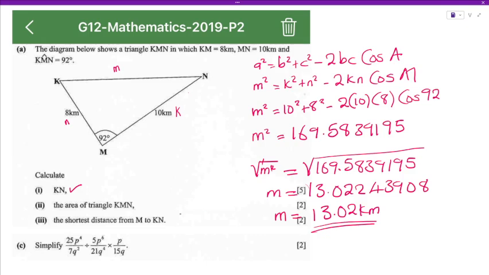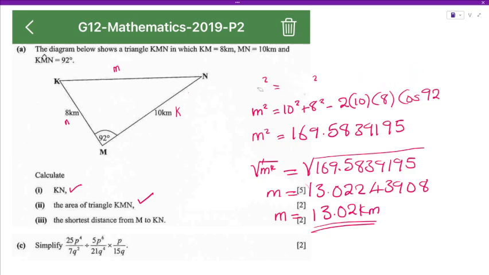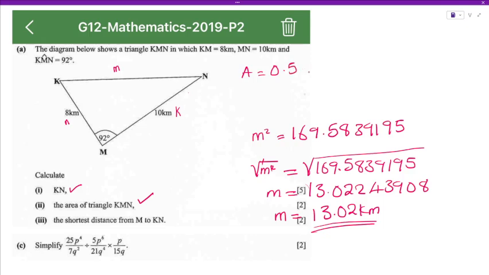Then we now go to the next question. It says find the area of the triangle. You remember we said the formula for finding the area of the triangle is the same as the one we used when we were looking at the sine rule. It does not change just because we're looking at the cosine rule. It is the same formula, and that formula is given in the exam paper, which is 0.5. It's actually given as 1/2, but 1/2 is the same as 0.5 converted to a decimal. So I prefer using this one in paper 2 since we have a calculator.